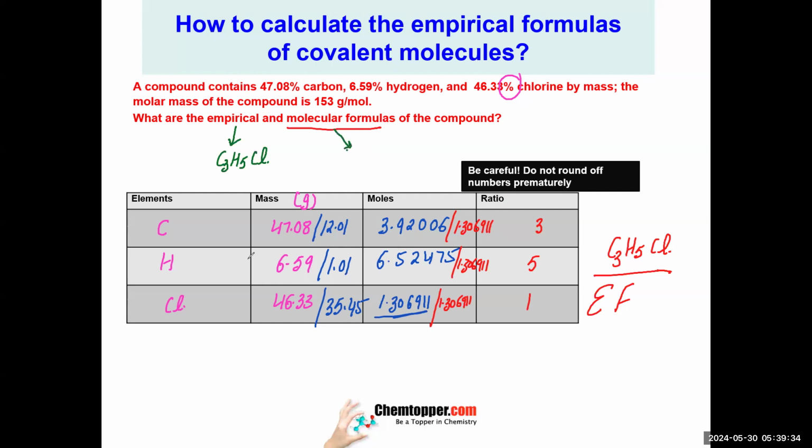So the molecular formula is: to get the molecular formula, the molar mass is given, 153. Get the n factor. n is the molar mass divided by the empirical formula mass. Yes, it is 153 divided by the empirical formula mass.